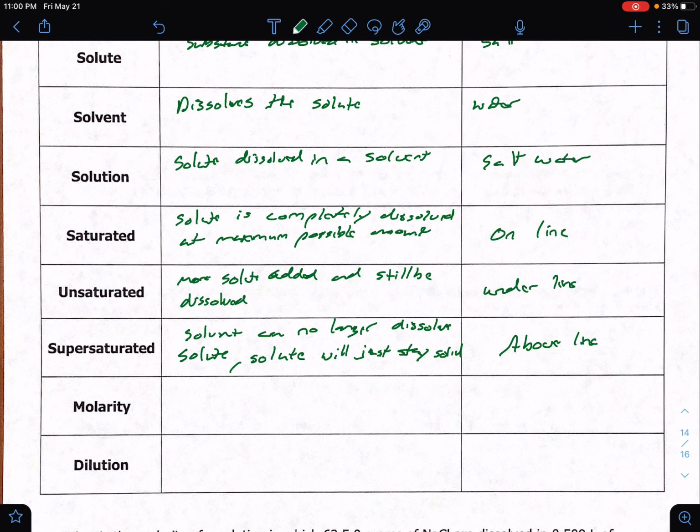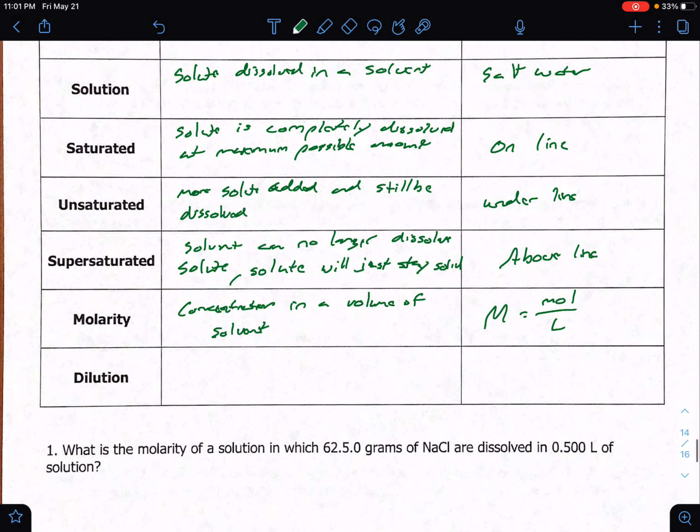Okay, molarity, that is just the concentration in a volume of solvent. So basically, how much do you have in a certain solvent? And the equation for that is big M equals moles over liters. Okay, dilution is if you add, so if adding solvent decreases concentration.